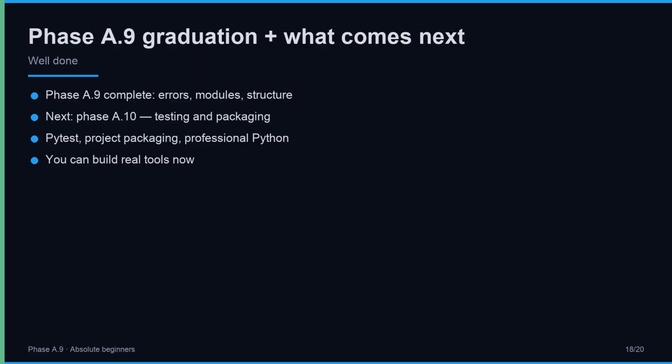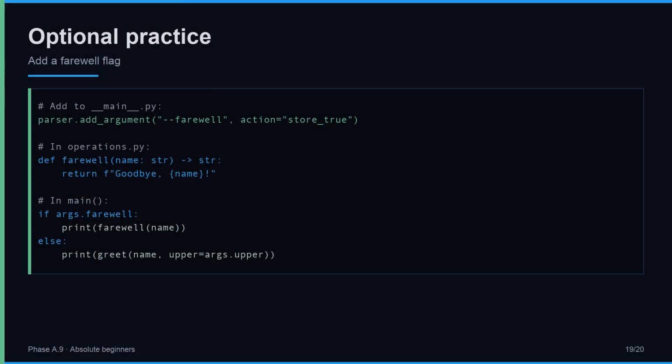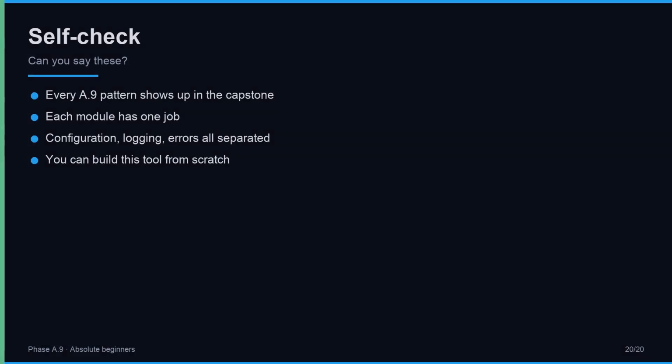Phase A.9 complete. If you want a quick practice, add a --farewell flag. Add a farewell function to operations that returns goodbye name. Wire it into main so that when the flag is present the program prints a farewell instead of a greeting. Run the program with both flags and confirm the new behavior. You have just extended a structured program without touching the existing functions. That is the whole point of good organization. Add a farewell flag.